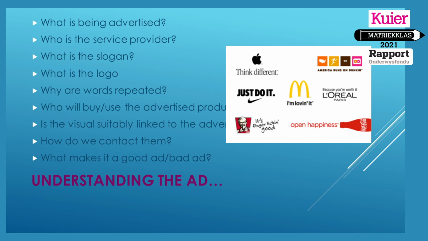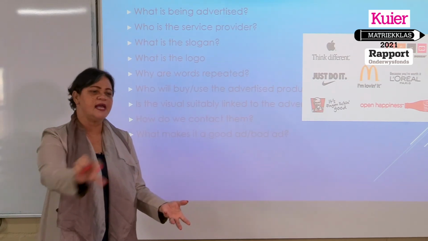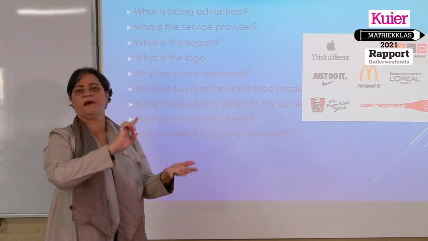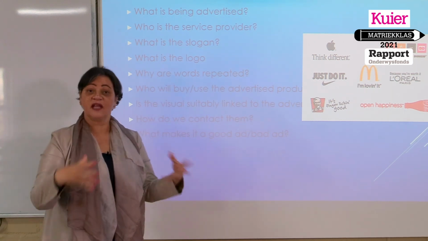And then, is the visual suitably linked to the advertisement? So, does the picture, remember the Hard Rock picture? Does Hard Rock Cafe and that fork, is there a connection? If there is, Bob's your uncle, successful ad. And then how do we contact them? Remember I spoke about body copy, so they'll often give you information and say contact details, website, telephone number, postal address. They'll give you that information.